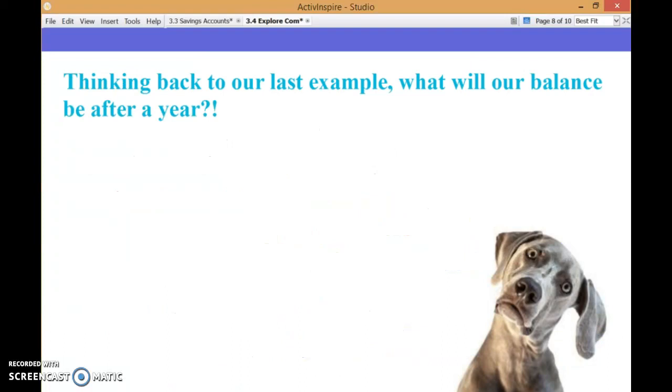So it says, thinking back to our last example, what will our balance be after a year? Well, we know from the last example, and I'm just going to write it again on this page, our balance after 6 months, we found that to be 1,030 and 23 cents. So we want to find after a year.